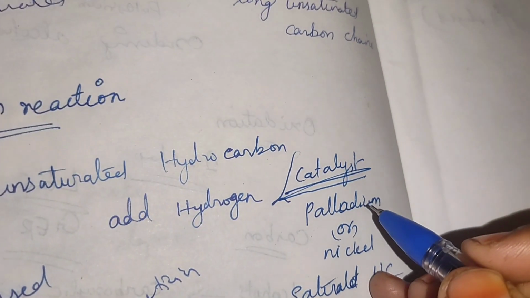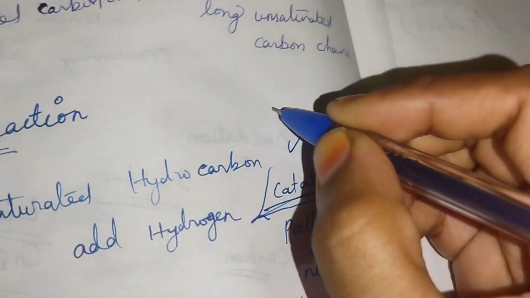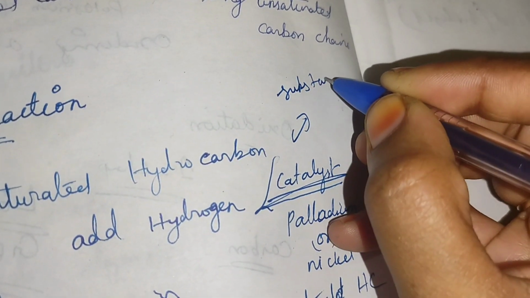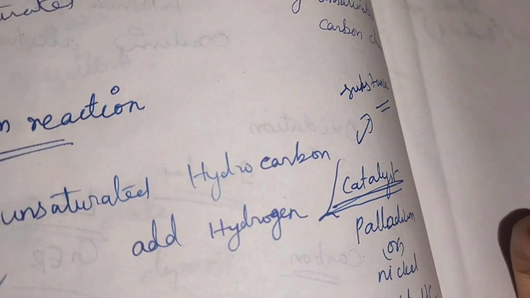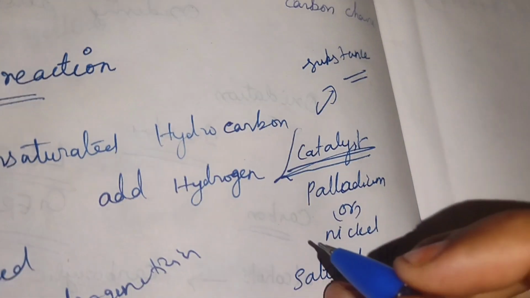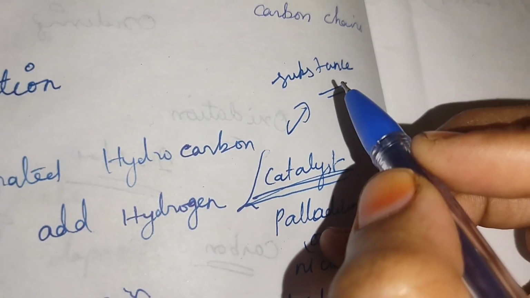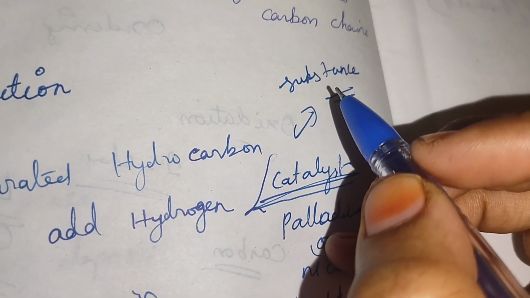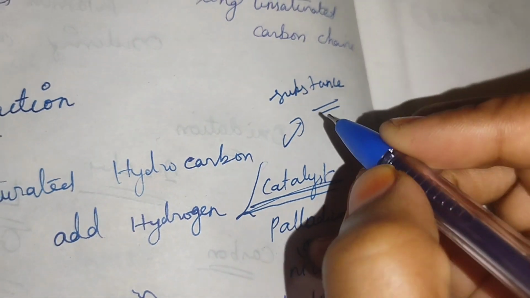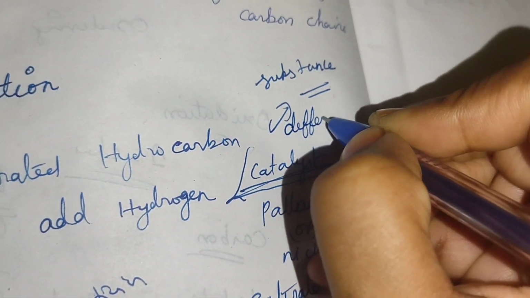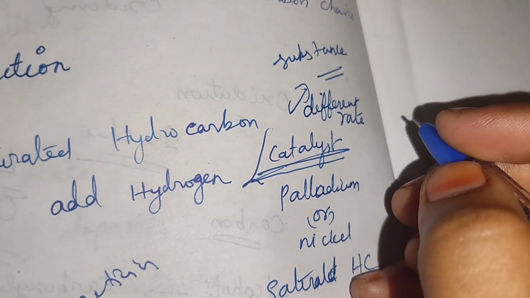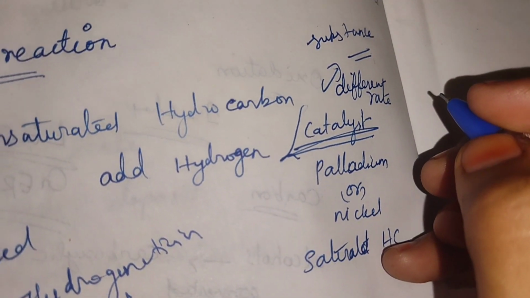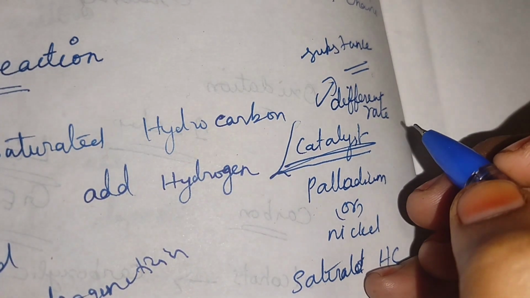I am saying here palladium or nickel as the catalyst. Catalyst means what? A catalyst is a substance which is used in a reaction to make it occur or proceed at a different rate, without the catalyst itself being affected. So this is the explanation for catalyst.